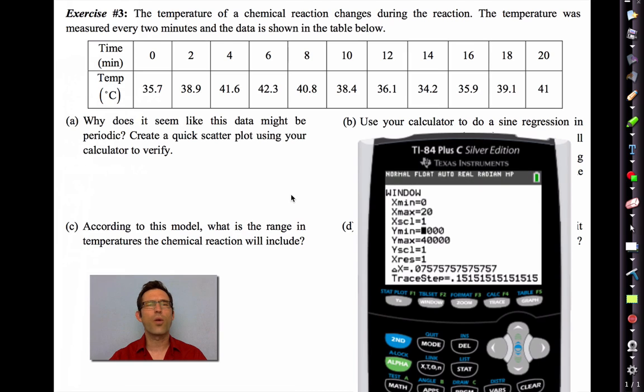Now, our y min and our y max, this is a little bit different. Scanning across that table, the smallest y value I see is that 34.2. So I'm going to conservatively make my y minimum 33. And then my largest y value looks like it's 42.3. So why don't we make our y maximum 43? That way we'll really get to see this data.